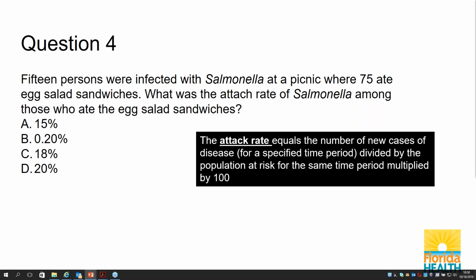And once again, our attack rate is the number of new cases divided by the population at risk for the same time period. So, correct. The answer is D. Very well done, guys. You guys are doing really well on all these questions.